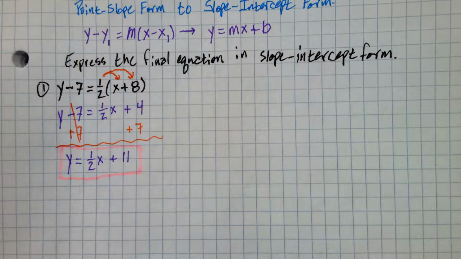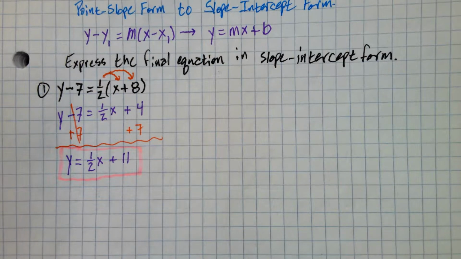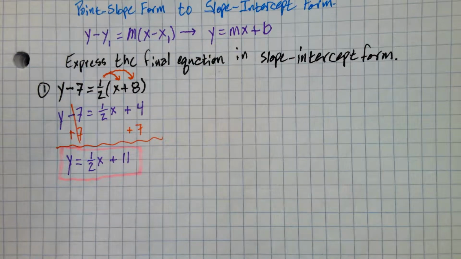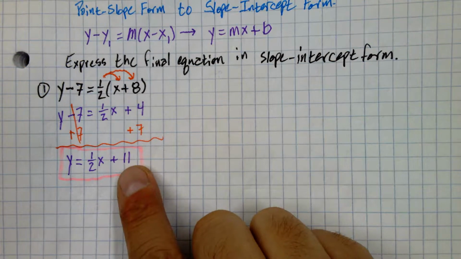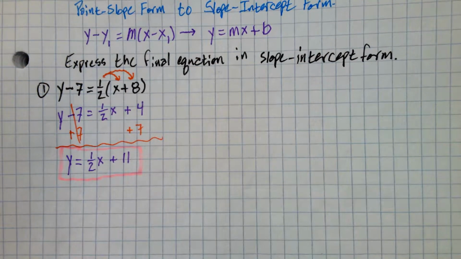Okay. So that wasn't too bad, right? Just distribute, get rid of the constant on the left, and you have your answer in slope-intercept. We know it's going to cross 0 comma 11 on the y-axis, and we know the slope.